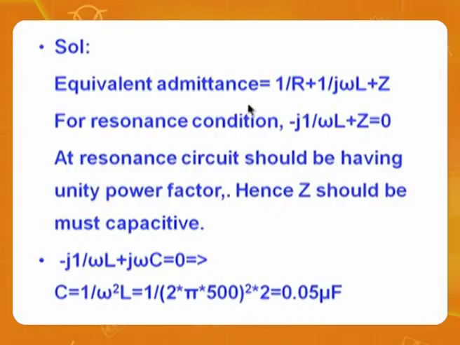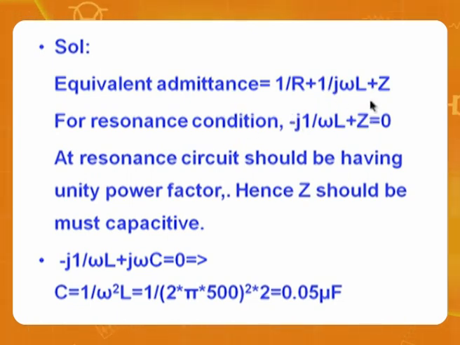That's why it's only a calculation involved, no new concept is involved here. Now let me give you the solution. What is the equivalent admittance? 1 by R, 1 by j omega L. This I don't know what the value is, so we just say Z, whatever it is, because it's unknown. We need to calculate.